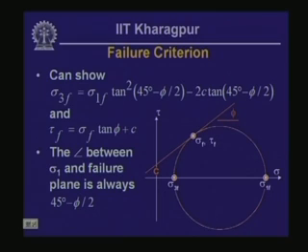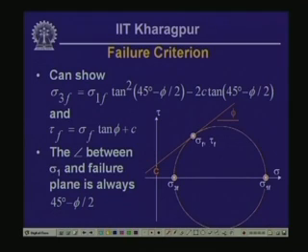Now you should also note that the angle between the major principal stress at failure and the failure plane is always 45 degree minus phi by 2. We are going to prove the first relationship, this one here, in the next little bit. But before I do that, let me explain the second point. So let's find out what is this angle.